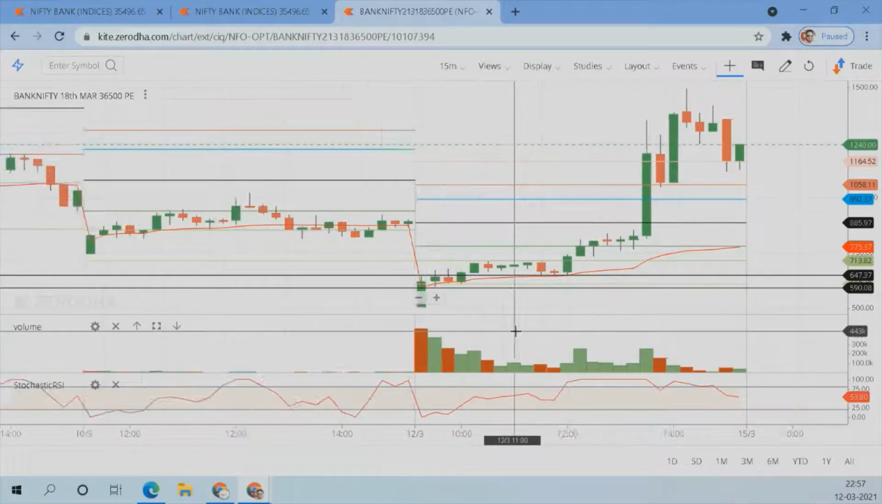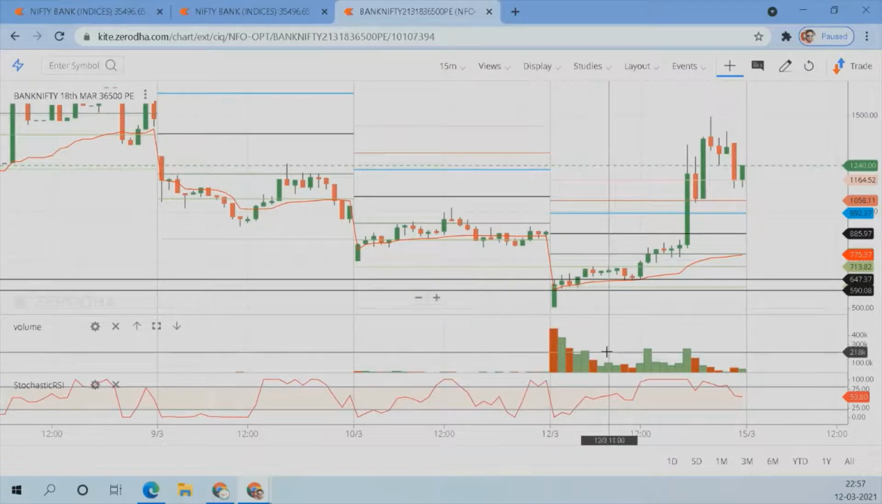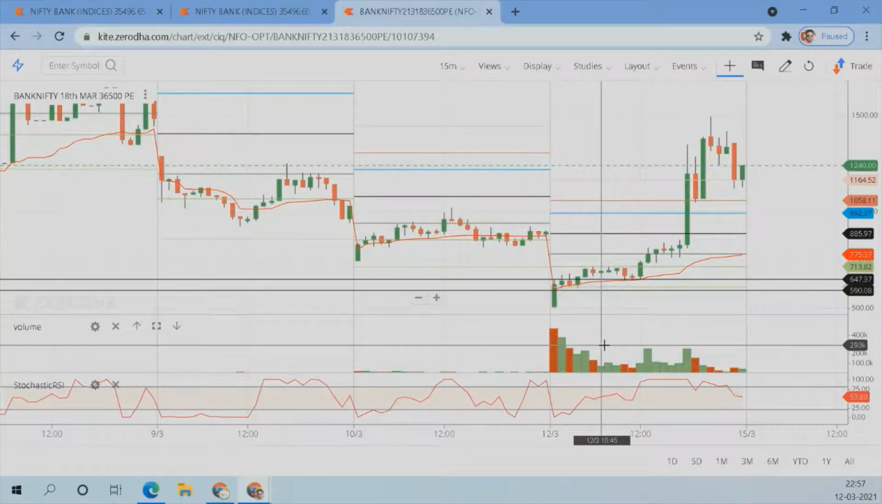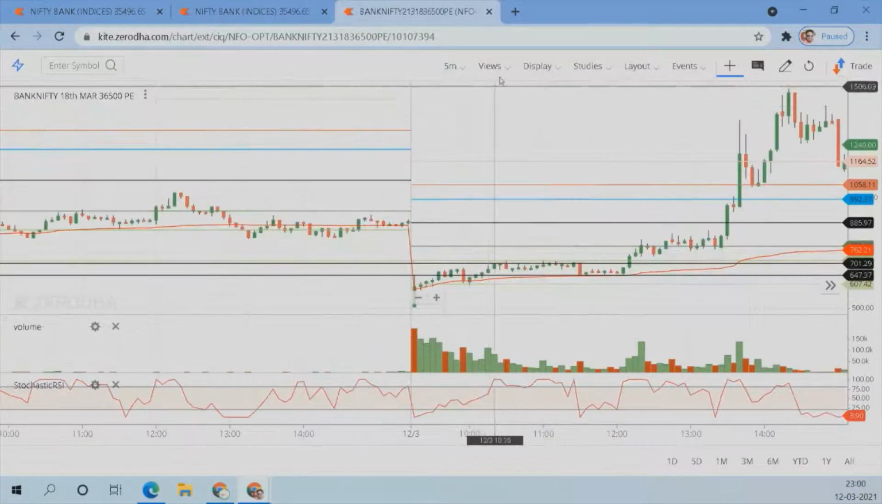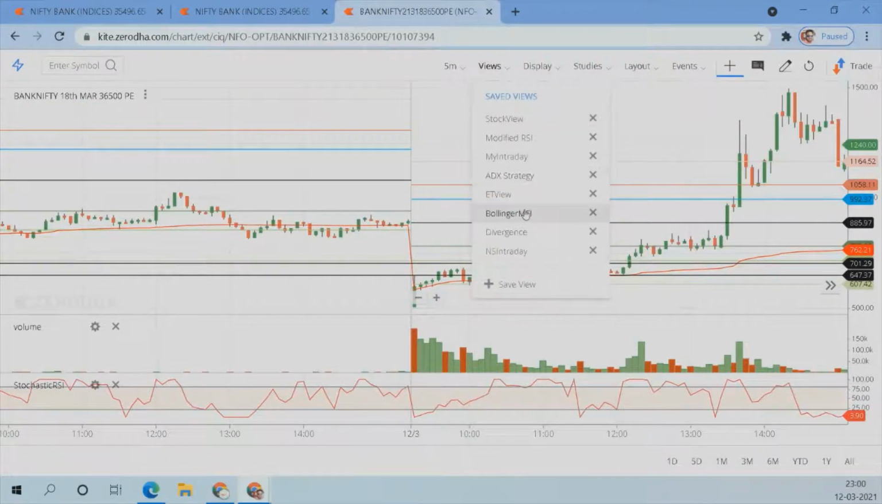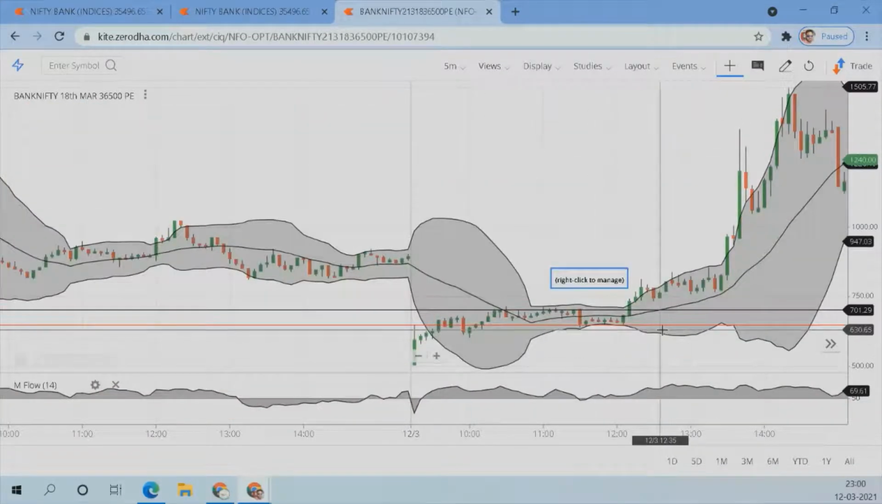Then what are the things we need to see to confirm whether the trend is continuing or not? We wanted to check what other factors are there which will tell us the trend is intact.